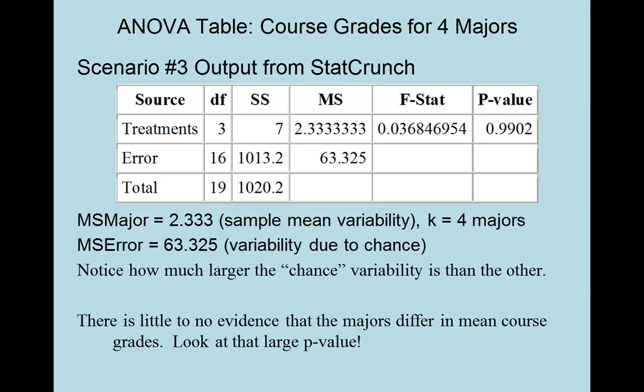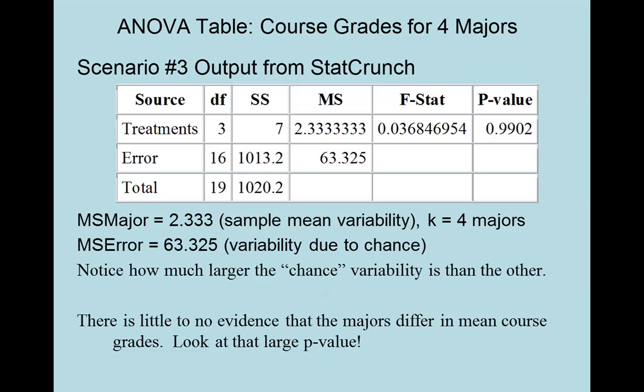So 2 1/3 divided by 63.325 is almost 0, right? 0.0368 and so on. So that's very close to 0. Now F scores are ratios of squared values, so it can't be negative. So 0 is the smallest that an F stat can be. So you always look for the area to the right of the F stat if you were doing a curve and everything like we're used to doing.